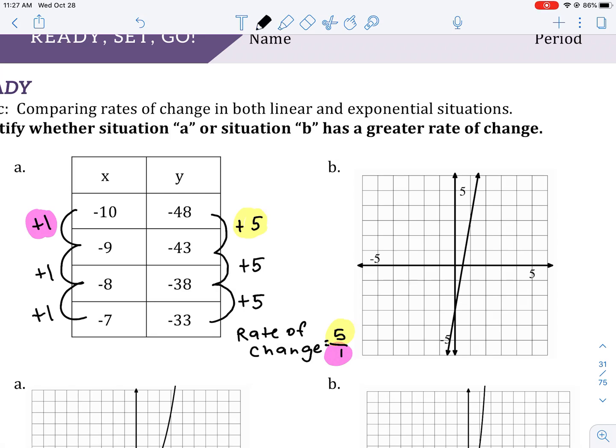So let's look at B. We'll go from the one right here to another point right here and look. So if we look, we're going up 1, 2, 3, 4, 5, 6. We went up 6, and we're going over 1, which is our x value. So the rate of change here is plus 6/1.